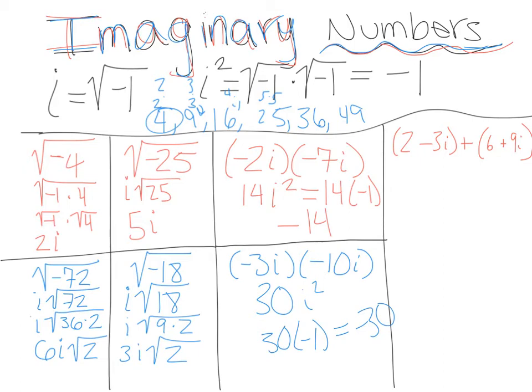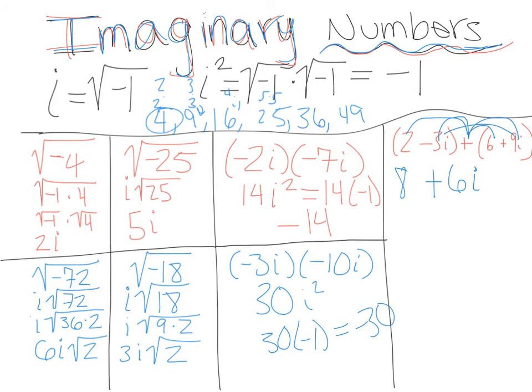And then finally for my last example over here, I am adding these. Anytime I add or subtract, all I do is add or subtract the two real parts and the two imaginary parts of my complex numbers. So I am going to do 2 plus 6. 2 plus 6 gives me 8. And then negative 3i plus negative 9i. Negative 3 plus negative 9 is going to give me a negative 12i.